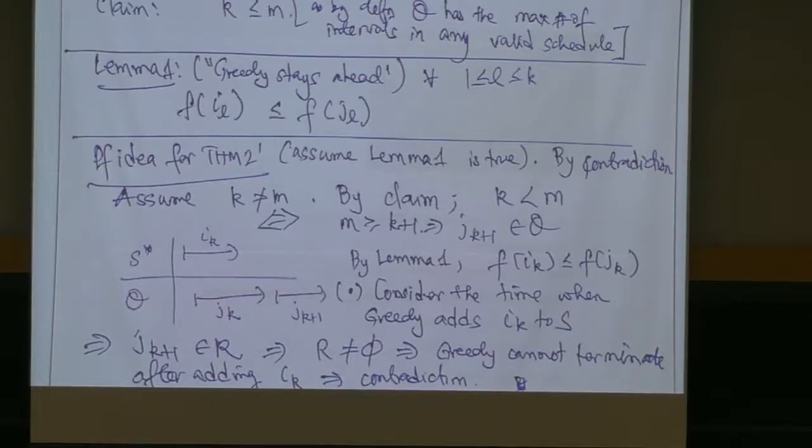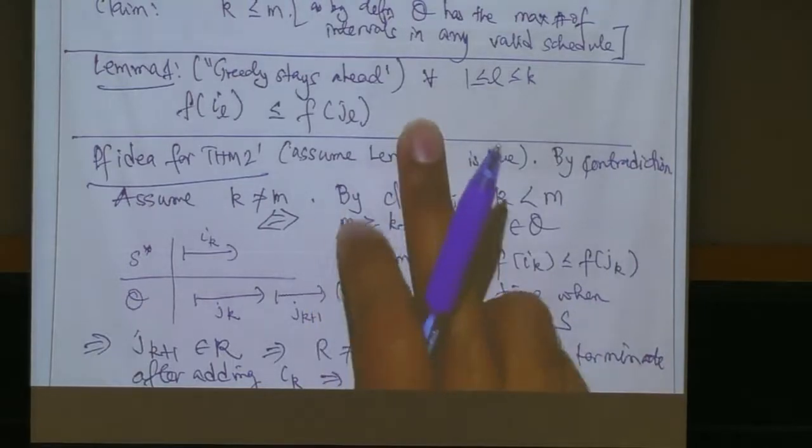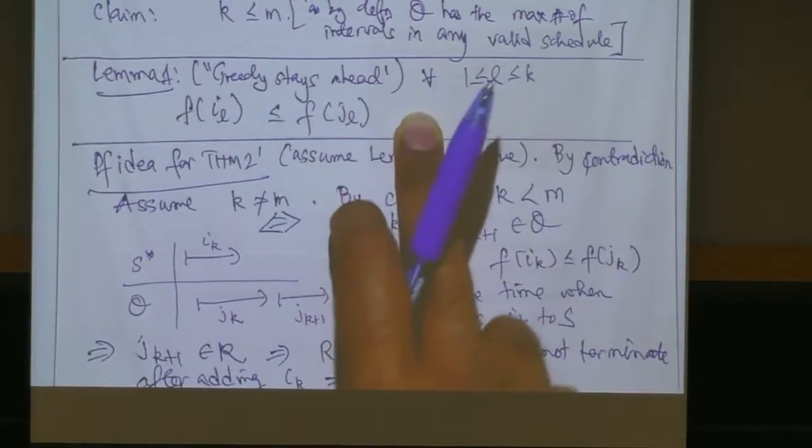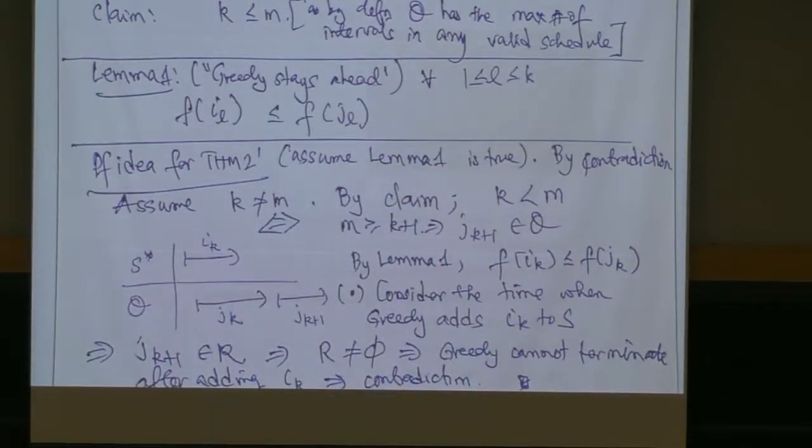Okay. So now we want to prove lemma 1, which says you look at the Lth guy in, again remember these are sorted by the finish time, the greedy and the Lth guy in the optimal, then the finish time of the Lth guy in the greedy is always less than or equal to the finish time of the Lth guy in the optimal.